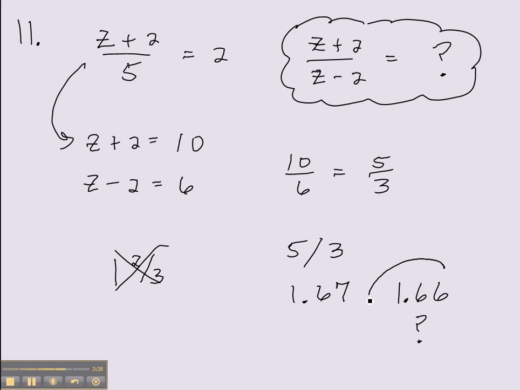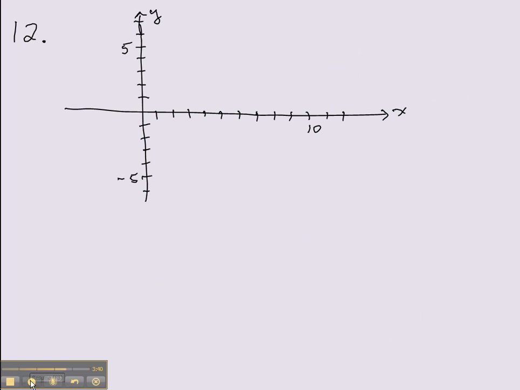Okay, number 12. A rectangular coordinate system is just our normal Cartesian coordinate system. The center of a circle has coordinates 8, 3. So here's 8. 1, 2, 3. So the center is right there. The circle touches the y-axis at only one point. The y-axis is over here. So it's tangent to the y-axis.